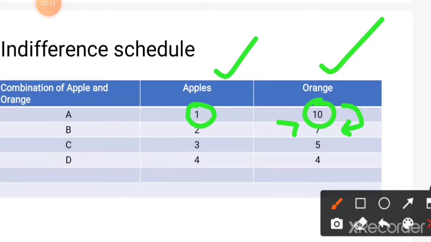So, his friend will give 1 apple to him. Okay. So, initially he was having only 1 apple. So, when his friend gives 1 more apple to him, now it became 2. Okay. So, here the person is sacrificing some oranges for apples.